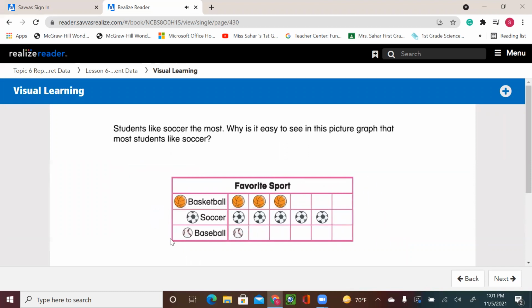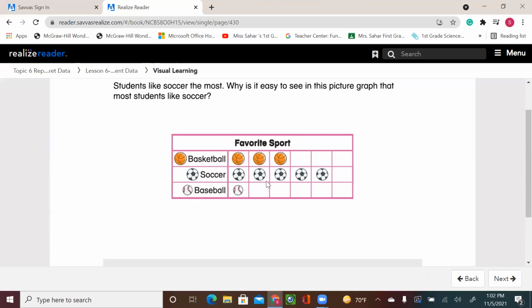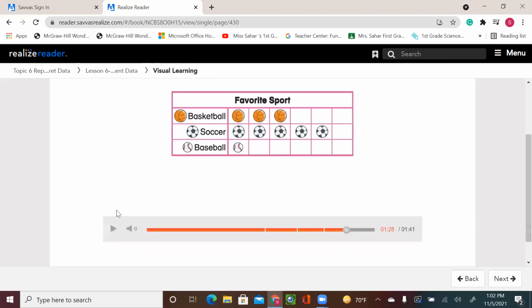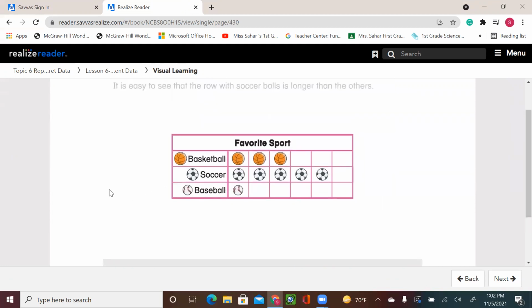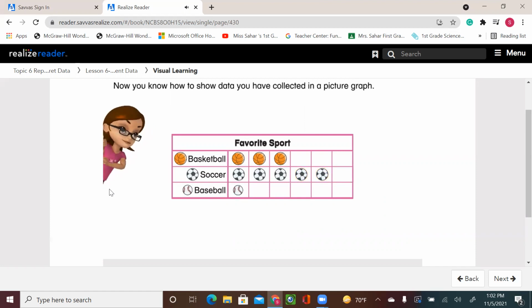Why is it easy to see in this picture graph that most students like soccer? Because we see pictures of the soccer balls, and we see in that graph that the soccer ball get the most pictures comparing with the baseball and basketball. It is easy to see that the row with soccer balls is longer than the others. Now you know how to show data you have collected in a picture graph.